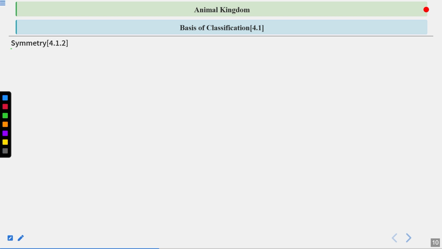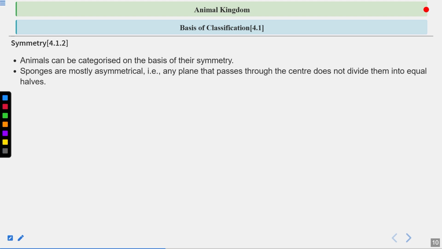Now we will talk about the next fundamental feature. This is also very, very important. Symmetry. So animals can be categorized on the basis of their symmetry. You can divide the number of organisms in the category, or you can categorize them on the basis of symmetry. So sponges are mostly asymmetrical. Asymmetrical means they do not have any type of symmetry.